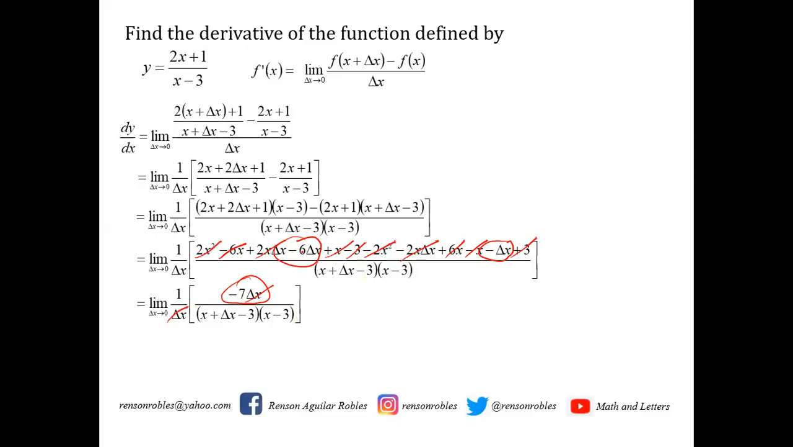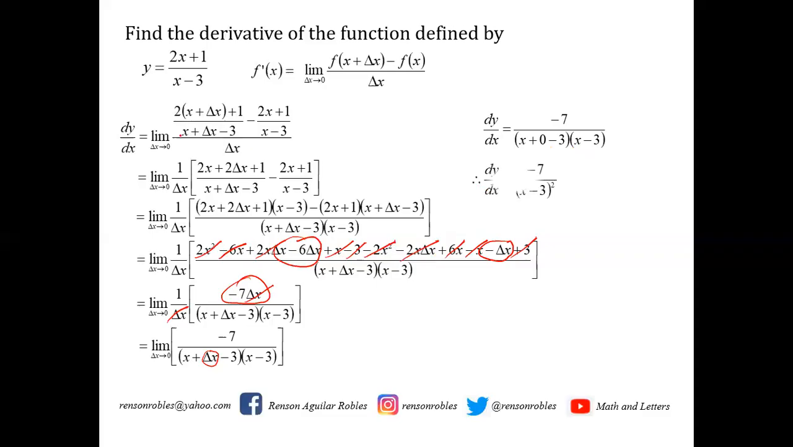And what is left now is the limit of negative 7 all over x plus delta x minus 3 times x minus 3 as delta x approaches 0. So we shall now replace this delta x by 0. And that will give us negative 7 all over x plus 0 minus 3 times x minus 3. And finally, the derivative of this function is given by negative 7 all over x minus 3 squared.